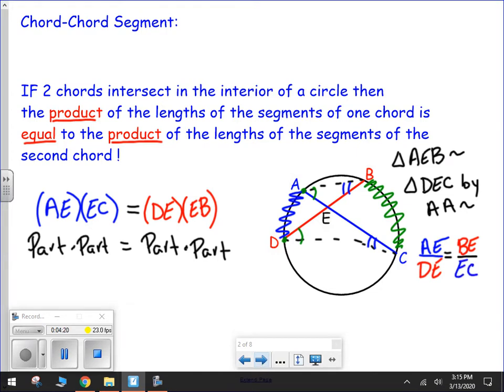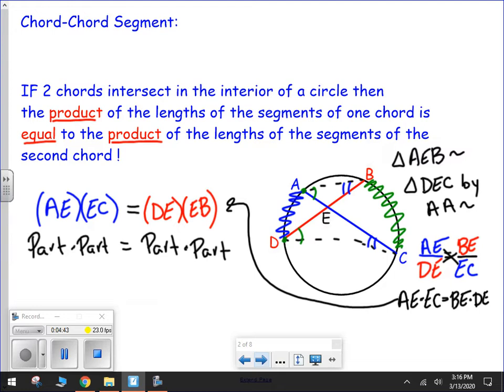And if you remember, to solve proportions, I cross multiply. So when I go to cross multiply, I have AE times EC equals BE times DE. And that is the same equation I have right there. So all you need to know is the theorem. You need to know part times a part, but that's why that theorem works.